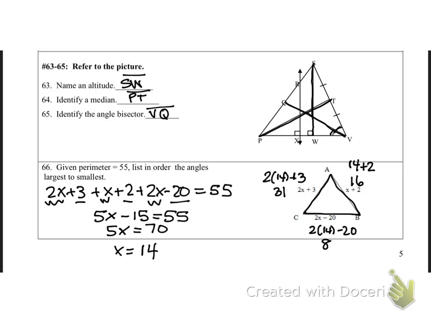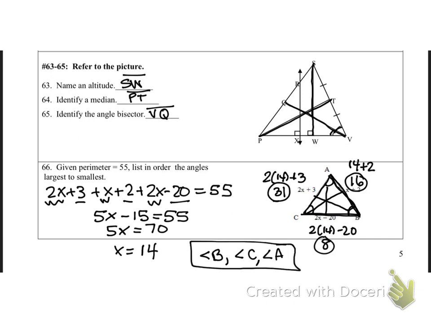So what this means now, to figure out the angles from largest to smallest, is I want to look at the largest side length. The largest side length in this case is 31, and the angle directly across from that is going to be angle B. So angle B is going to be the largest. Then 16 is my next largest side length, so that's AB. I'm going to look across from AB, and that's angle C. And then my smallest length is 8, so I'm going to look across that, and that's angle A. So largest to smallest, BCA.